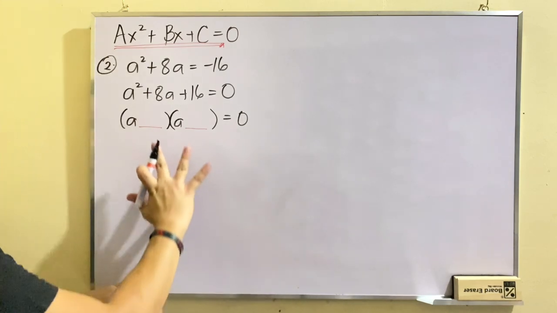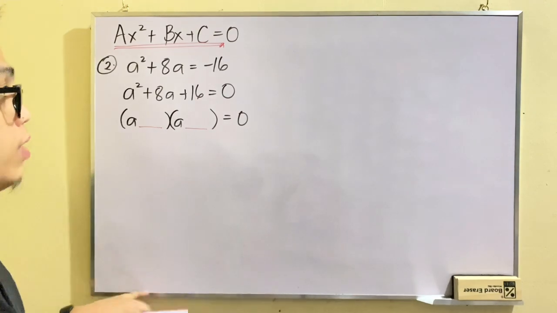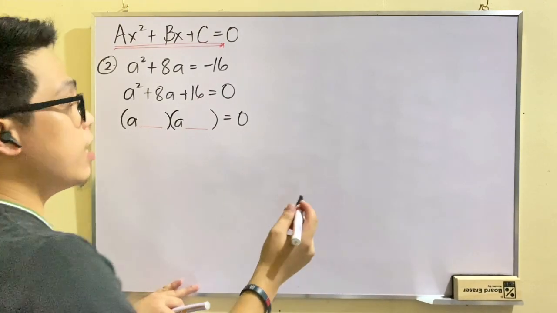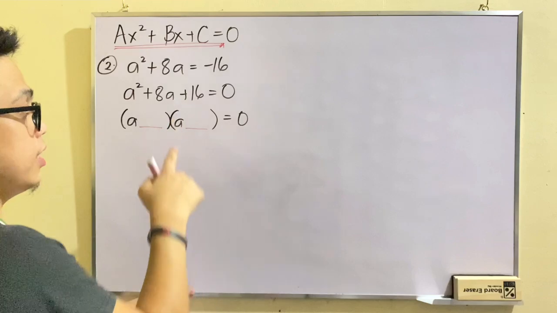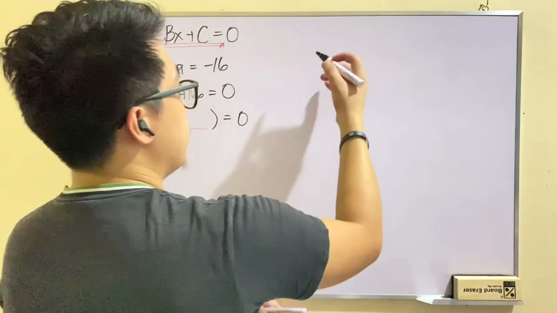So, kailangan natin ang second term ng first binomial and the second binomial. Paano natin makukuha? Kailangan meron tayong factor of 16 na kapag pinag-plus, magiging positive 8. Ano bang ibig kong sabihin?